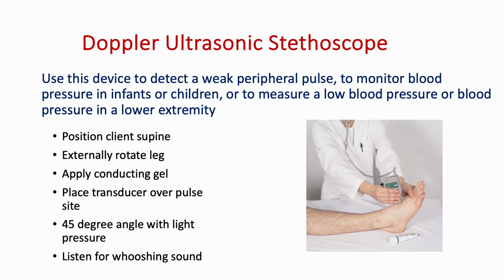This slide is showing the use of a Doppler ultrasound stethoscope. It's something that looks like a stethoscope on the top, but the bottom is the Doppler, and you're putting it over the areas of concern where you can't really find a peripheral pulse, areas of weak pulsation. And you're going to listen for any swishing sounds, which will tell you that there is pulsation.